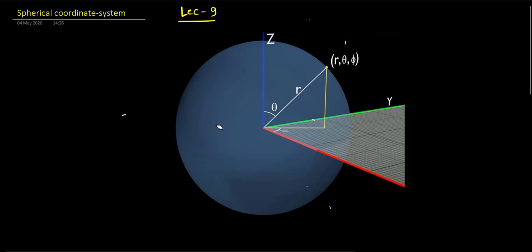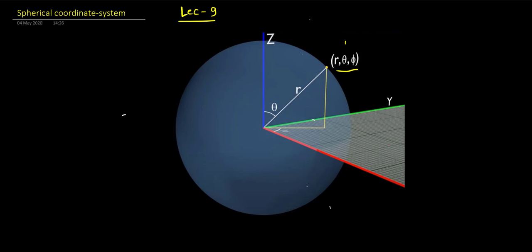So let us talk about the spherical coordinate system in this video. In the Cartesian coordinate system, you can represent any point with the help of x, y and z components. And sometimes it is more convenient to use the spherical coordinate system instead of the Cartesian coordinate system. In the spherical coordinate system, any point could be represented or labeled with the help of these three components: r, theta and phi.